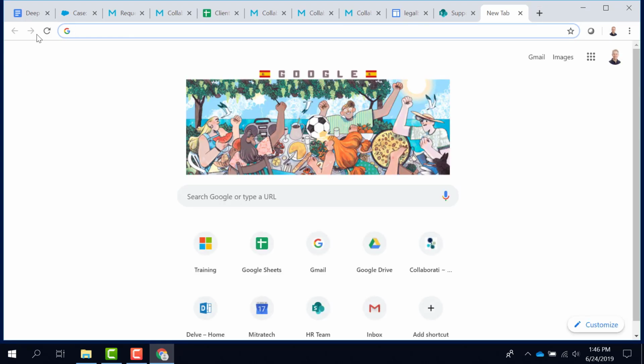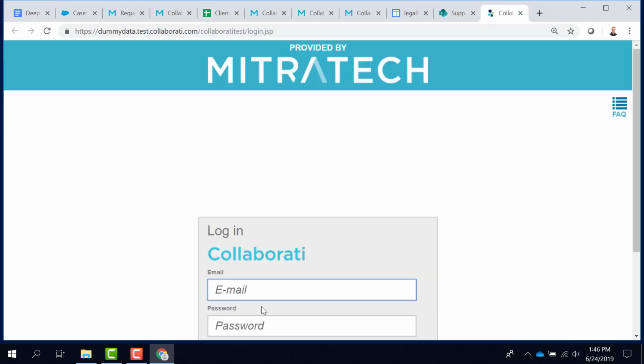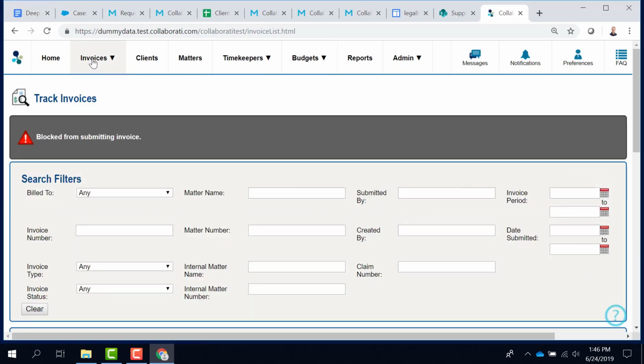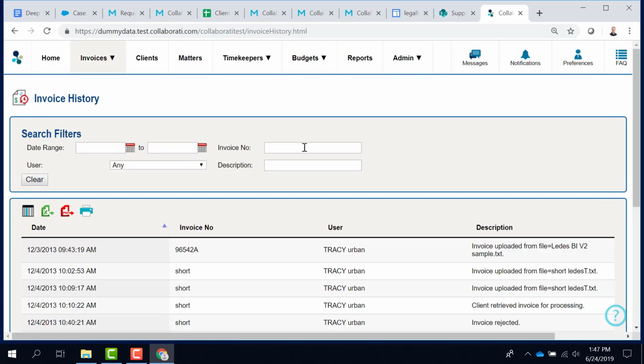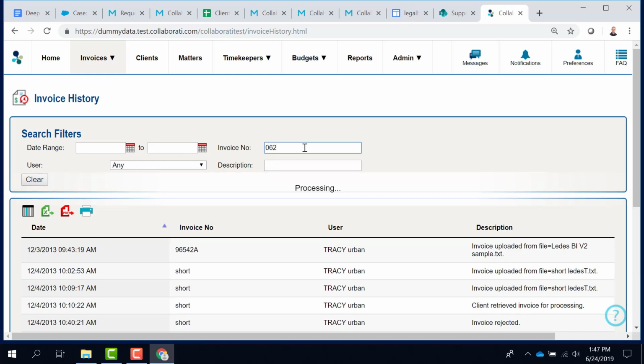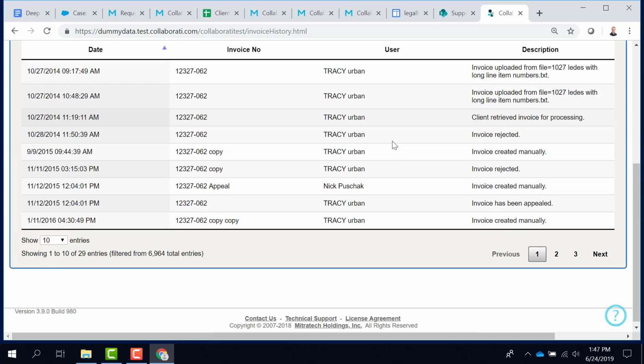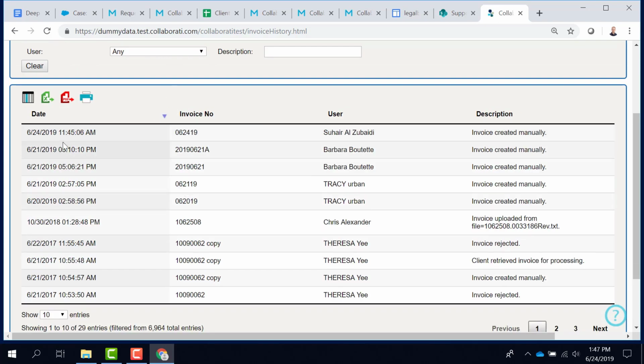Okay, so just a few tips if you're investigating an issue and you're trying to find out about the invoices, sometimes you can go to, if the vendor can see the invoice history here, so that would show, if you can search by the invoice number or something here, this would show information about when the invoice was created, if it was created manually, and if the client retrieved the invoice or if the invoice was rejected.